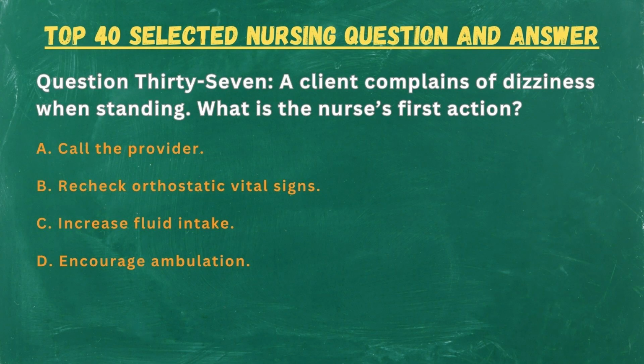Question 37. A client complains of dizziness when standing. What is the nurse's first action? A. Call the provider. B. Recheck orthostatic vital signs. C. Increase fluid intake. D. Encourage ambulation. Answer: B. Recheck orthostatic vital signs.